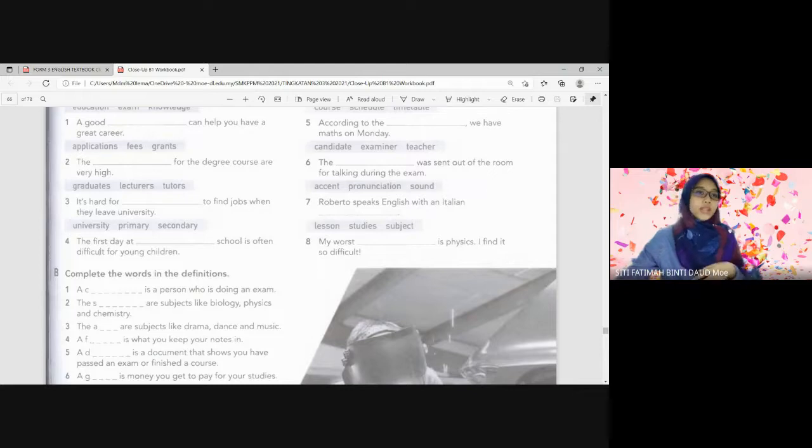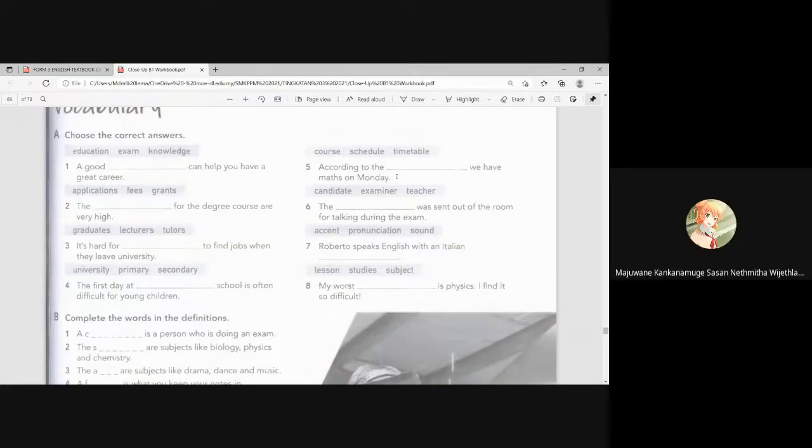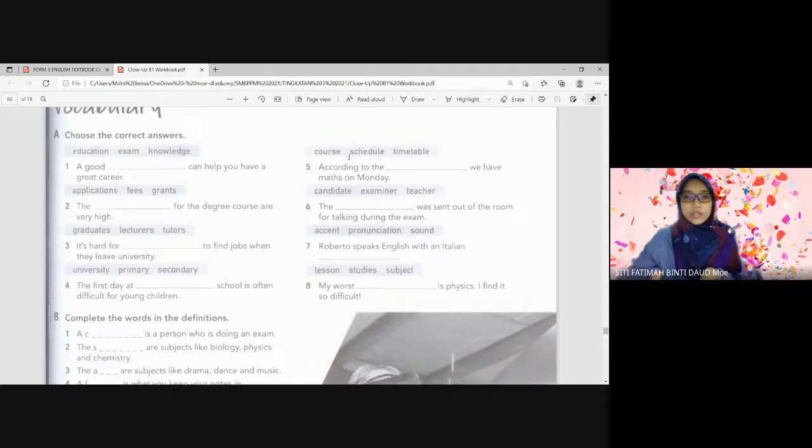Okay, the first day at what school is often difficult for young children? Primary. Primary, very good. Young children are supposed to be in primary school. All right, according to the what, we have maths on Monday? Very easy. Timetable. Okay. Schedule is usually for a program, like if you go to an English camp, for example. The schedule for tomorrow is this and that, but timetable is for subjects. All right. The what was sent out of the room for talking during the exam? Candidate.